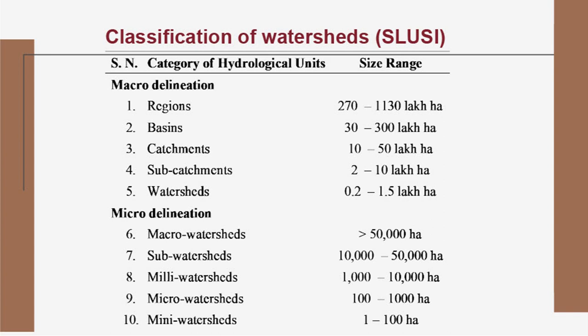Now see the classification of watershed as per SLUSI, and you can see different categories. For major delineation: regions, 270 to 1130 lakh hectares; basins, 30 to 300 lakh hectares; catchments, 10 to 50 lakh hectares; subcatchments, 2 to 10 lakh hectares; and watershed, 0.2 to 1.5 lakh hectares. And for micro delineation: macro watersheds are for more than 50,000 hectares, sub watersheds 10,000 to 50,000 hectares, milli watersheds 1,000 to 10,000 hectares, micro watersheds 100 to 1,000 hectares, and mini watersheds 1 to 100 hectares. So mini watersheds are the smallest one, 1 to 100 hectares.